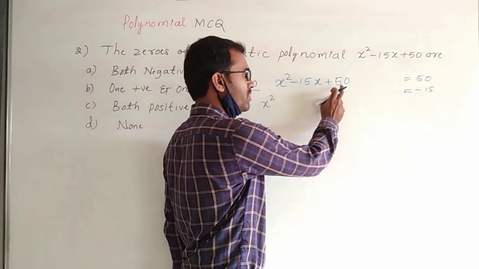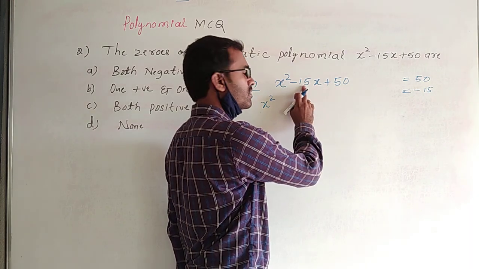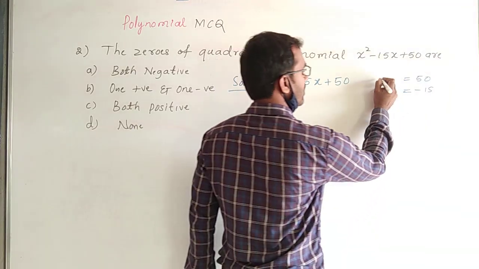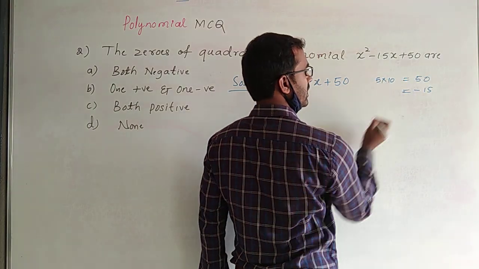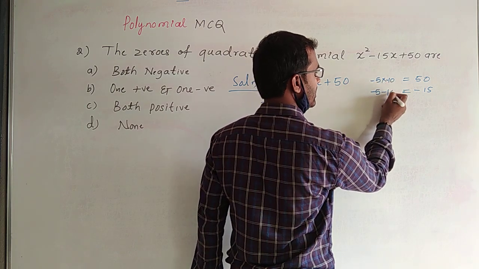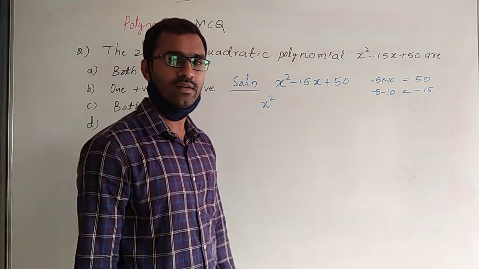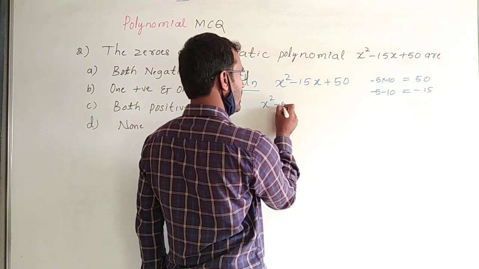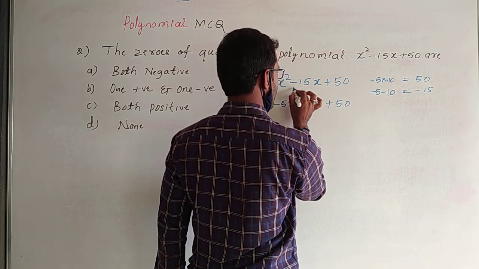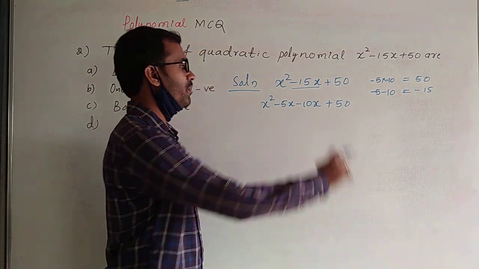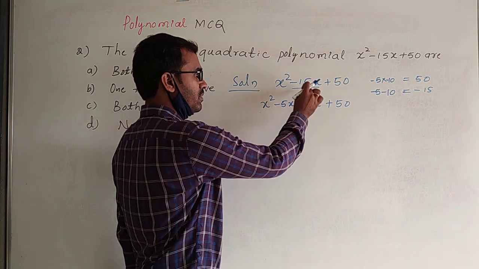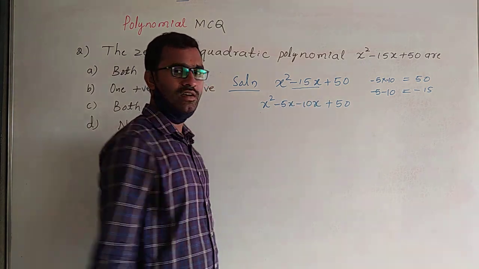Got it? The multiplication should be 50 and the addition should be -15. Those numbers are -5 and -10. Is it right? 5 into 10 is 50, but it will be -15 in this case. Minus 5 and minus 10 multiply to 50. So we split the middle term: -15x is written in the form of -5x and -10x.